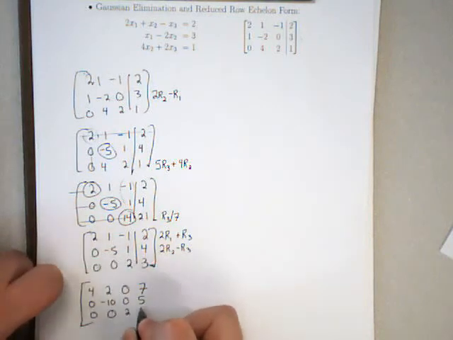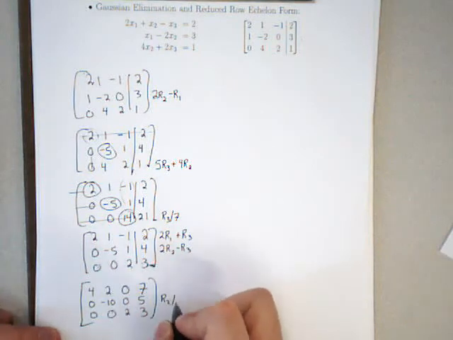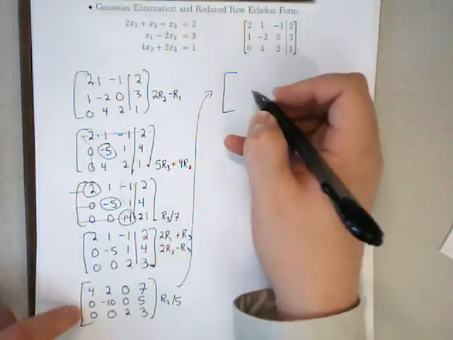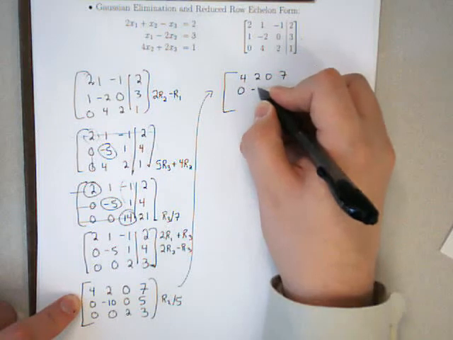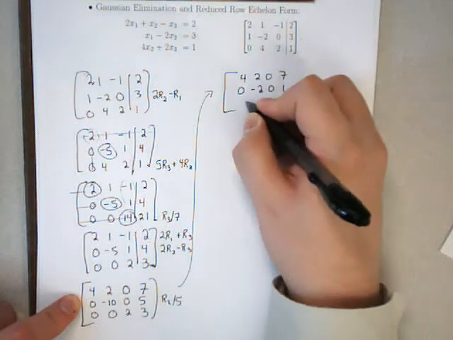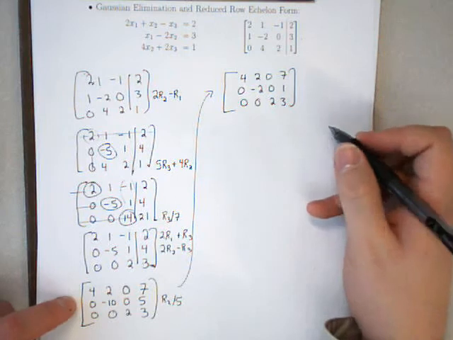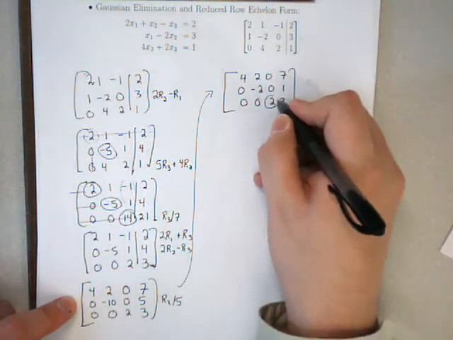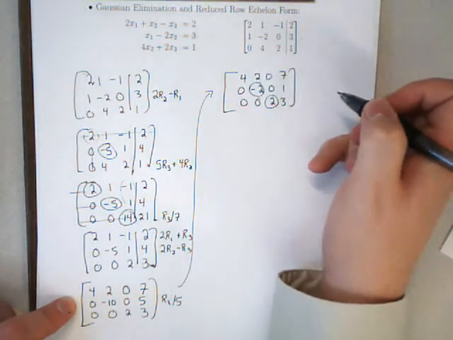0, 0, 2, 3. All right, let's take this row, row 2, and let's divide by 5 since it's a common divisor. And doing so gives us the 4, 2, 0, 7 stays the same. The 0, it's now a negative 2, 0, 1, and then a 0, 0, 2, 3. At this point, we've now made zeros above this. So we've got that pivot taken care of. Now I want to take this pivot, and let's make zeros above it.